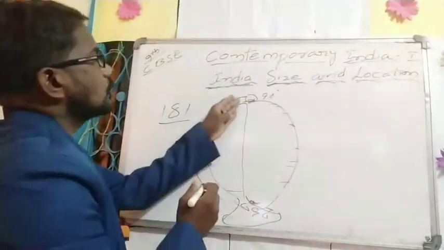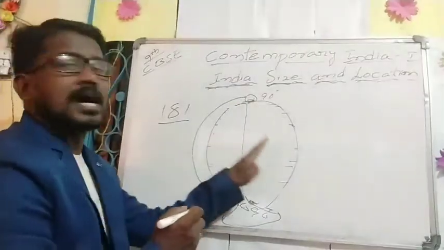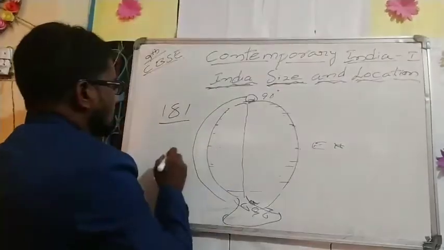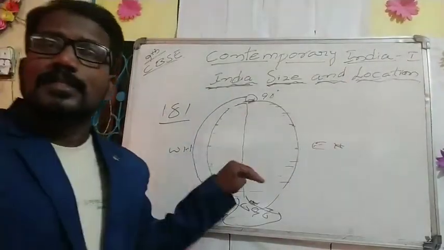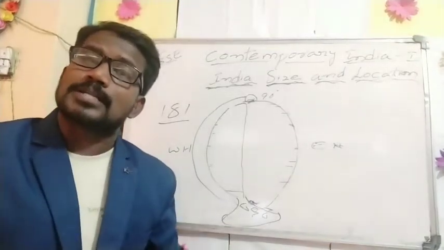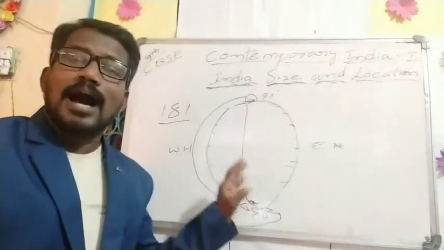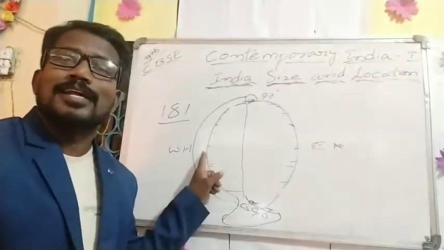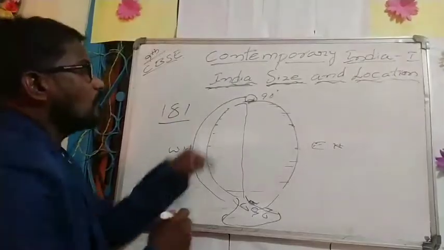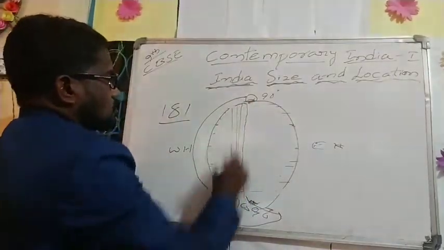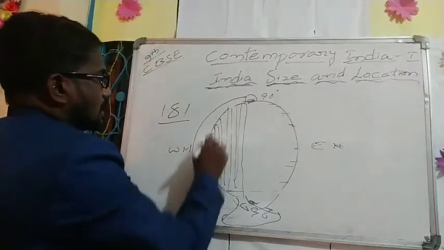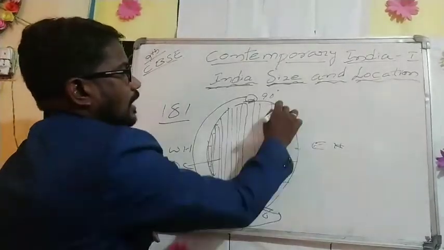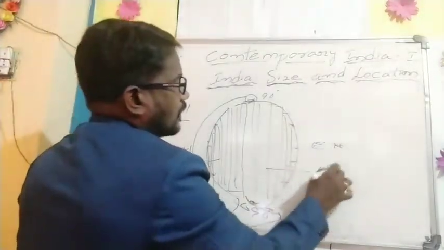So the 0 degree longitude divides the earth into two parts: this is the eastern hemisphere and this is the western hemisphere. Like the latitude divides it into the northern and southern hemispheres, the longitude also divides it into two parts. How many longitudes are there? In the western hemisphere we can identify 180, and at the same time, in the eastern hemisphere also we can identify 180.